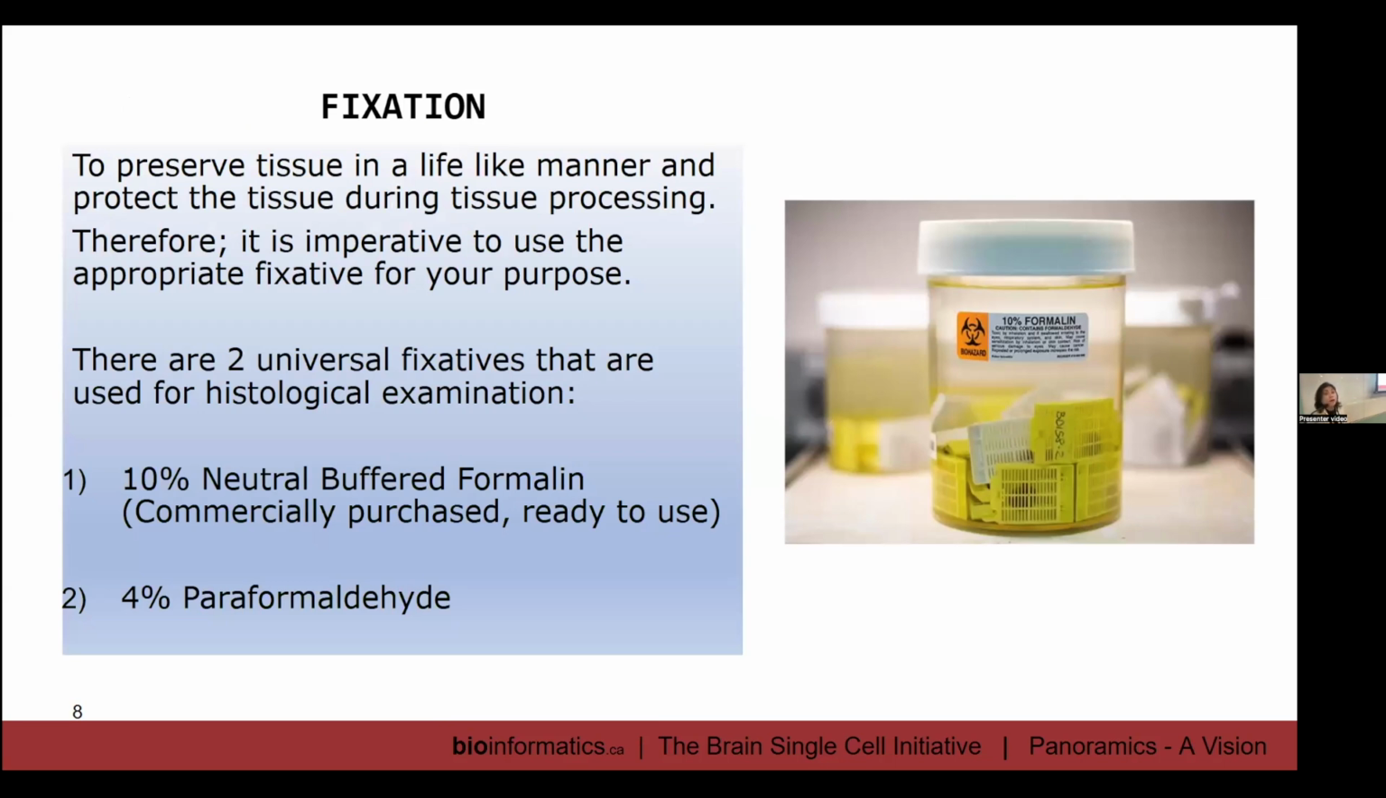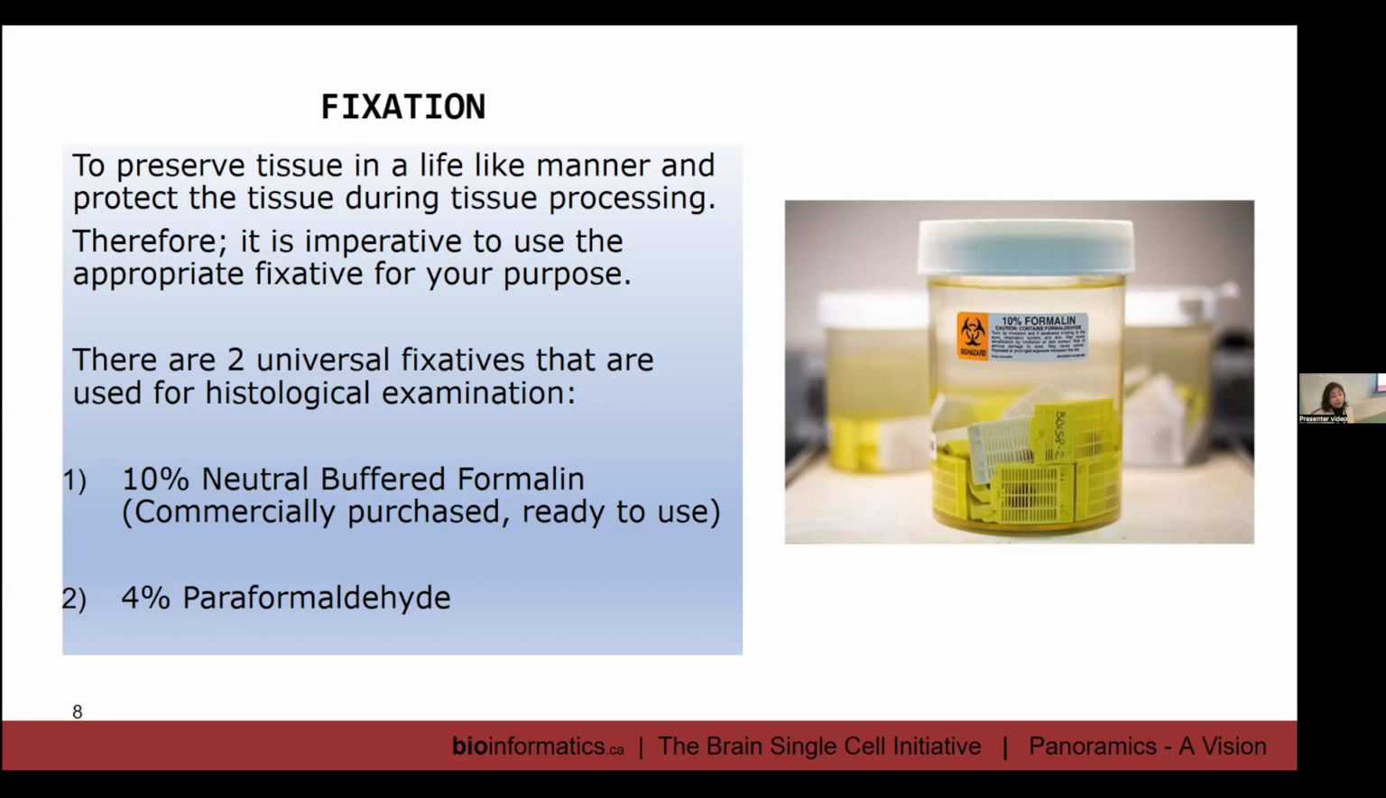Fixation. What is fixation? Well, basically, you're trying to preserve the tissue in a lifelike manner and protect the tissue during tissue processing. Therefore, it's imperative to use appropriate fixatives for your purpose. Now, gold standard in pathology labs is 10% neutral buffered formalin, and it's usually commercially bought and ready to use. Another one that's used widely in research labs is 4% paraformaldehyde. Paraformaldehyde is actually the powder form of formalin, and you make it up to 4%.